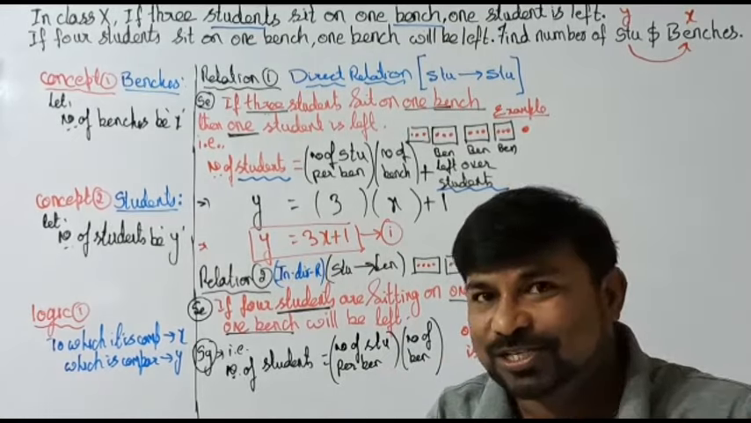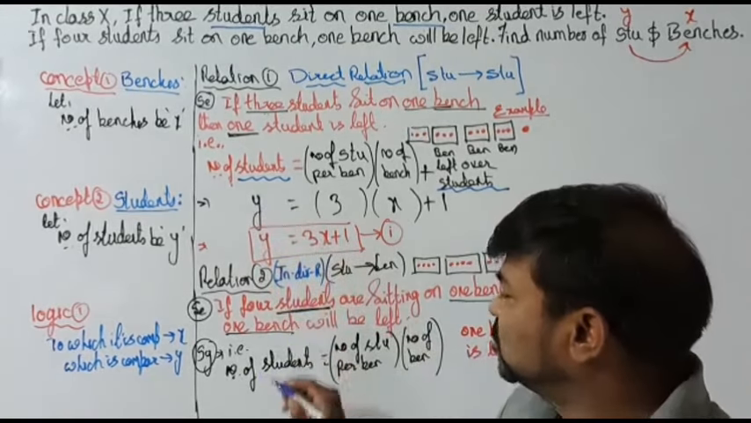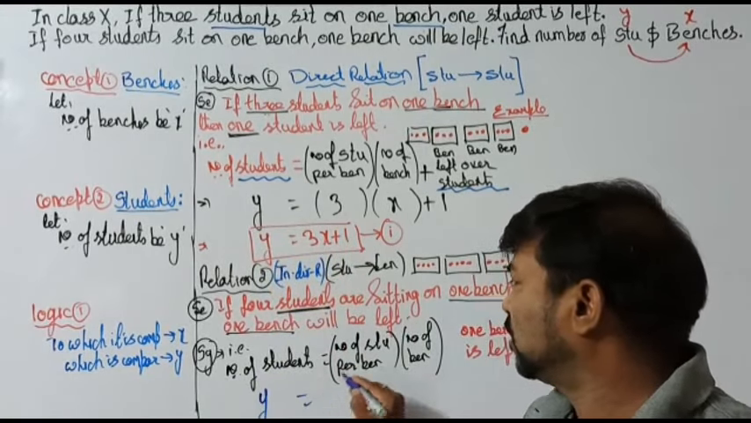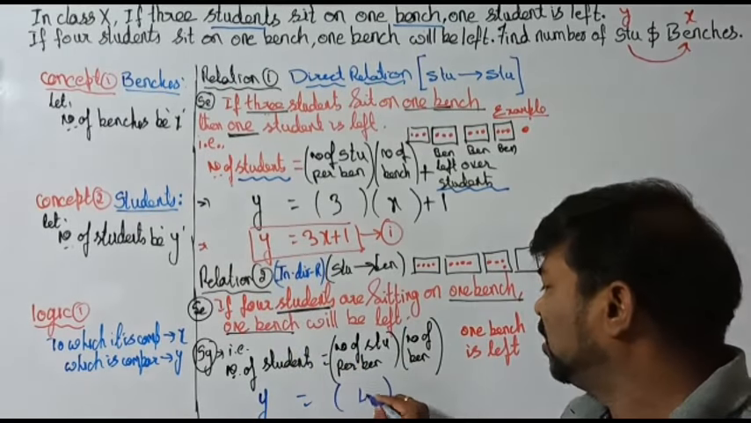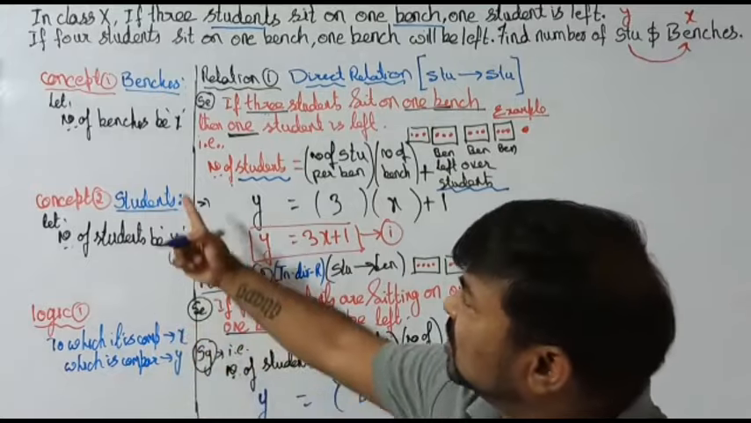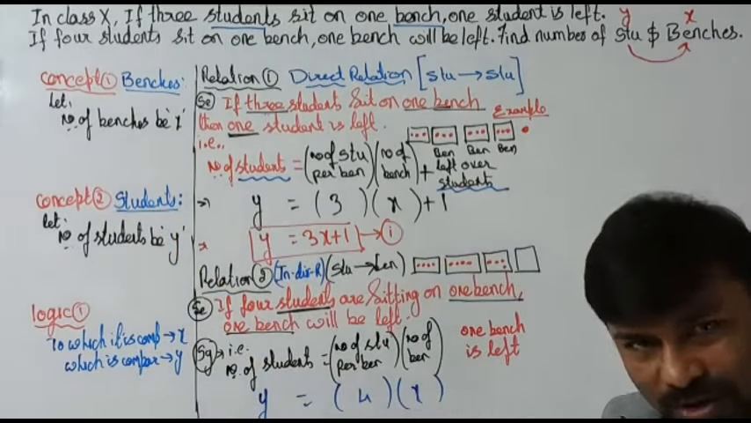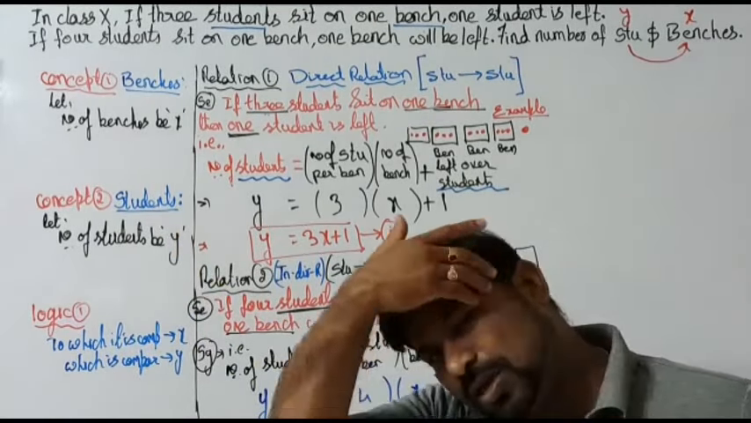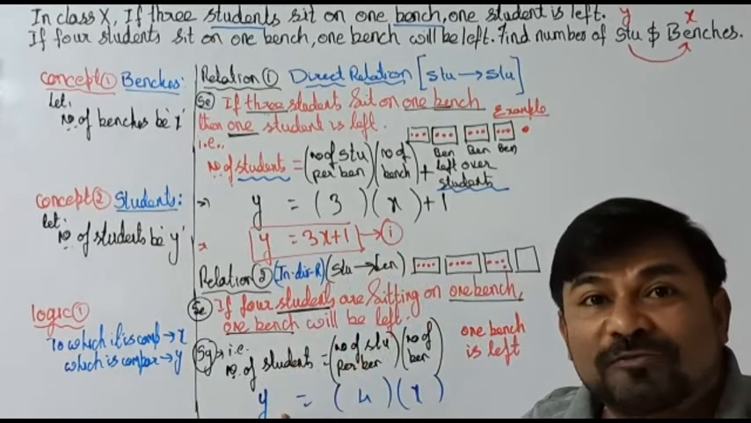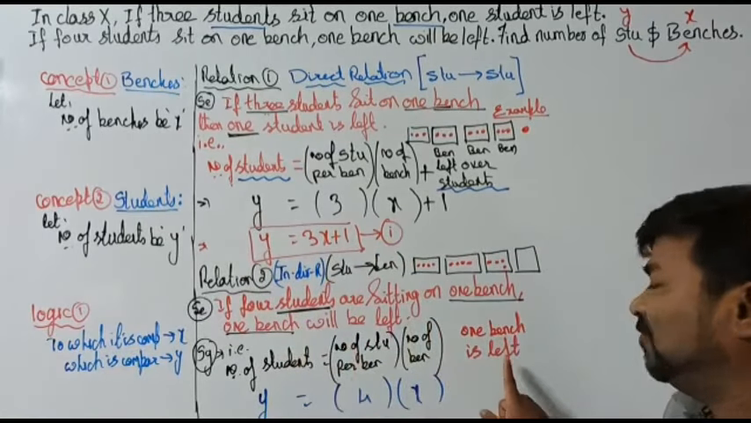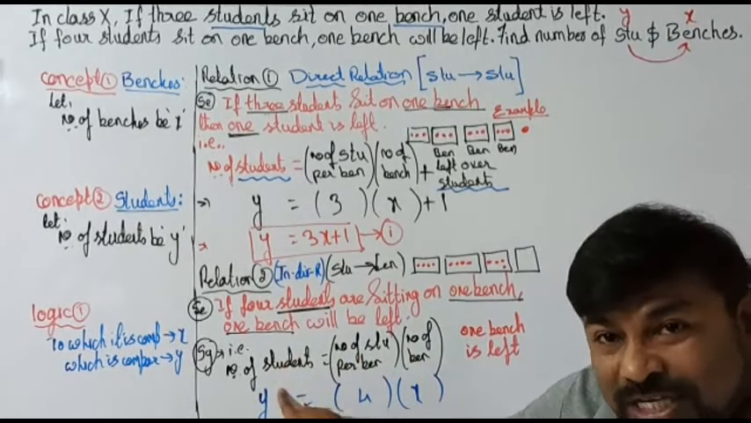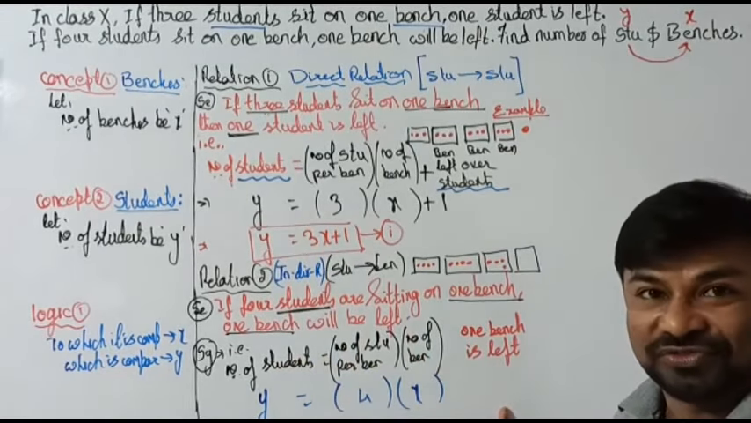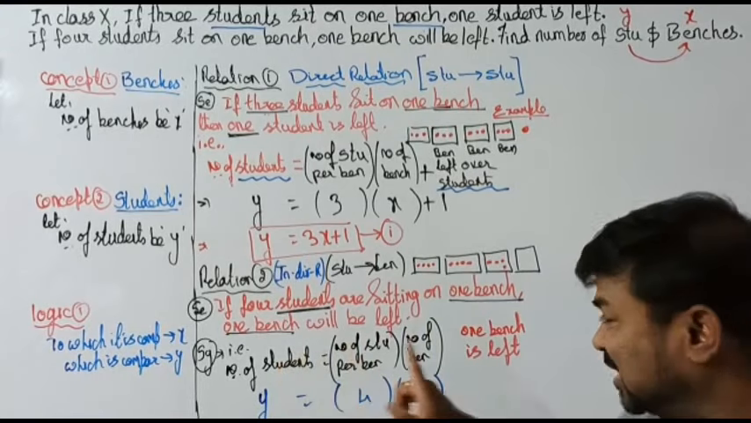You got it. So I like to call the number of students, as you all know, y. The number of students per bench is nothing but 4 straight away. The number of benches we are calling x. Now here comes the tricky part. As we are dealing with the number of benches, benches should be dealt with benches, and the number of students should be dealt with the number of students. Here the relation is between the students and the benches.